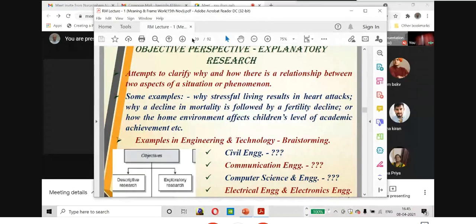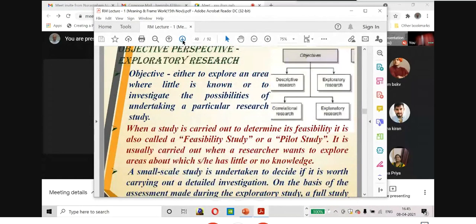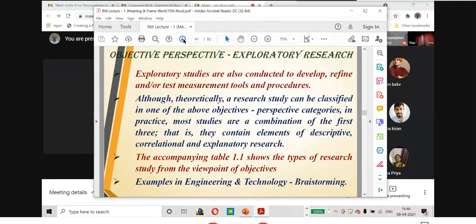This is object-oriented research. Exploratory. The objective is either to explore an area where little is known or to investigate the possibilities of undertaking a particular research study. Here I have given, you can go through it. I had already told about this exploratory in detail.